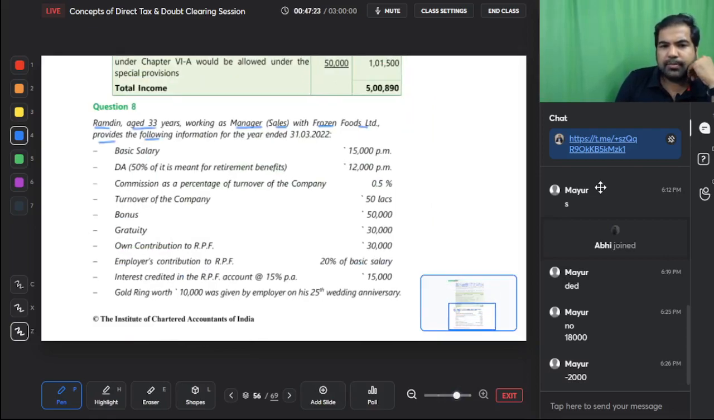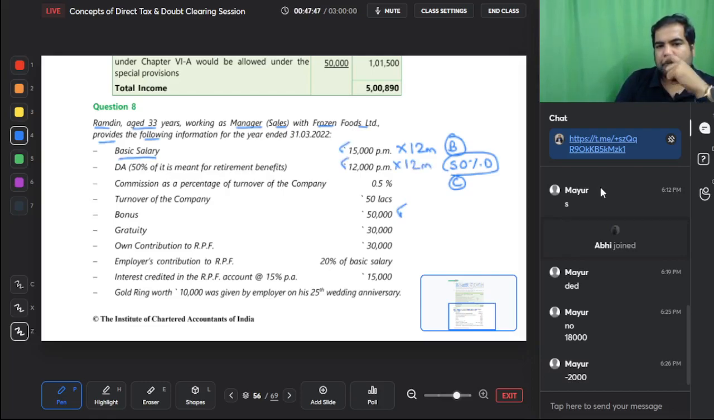So first, this is basic salary, 15,000 into 12, assuming he has worked for the entire year, and that is B. DA 50%, the entire thing is taxable, and 50% of that will be D. Commission as a percentage of turnover will be C. Bonus will be taxable, so I'm just putting a tick on amounts which will be taxed. Gratuity received during employment is always fully taxed.